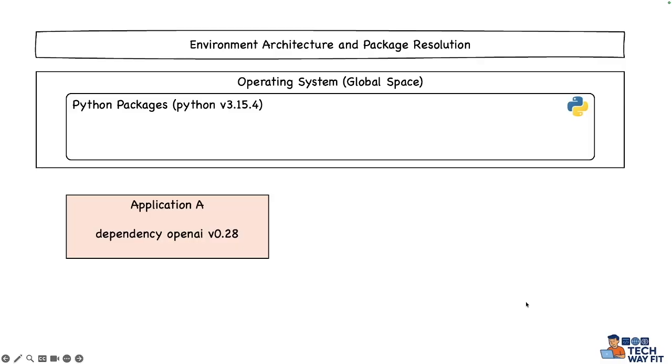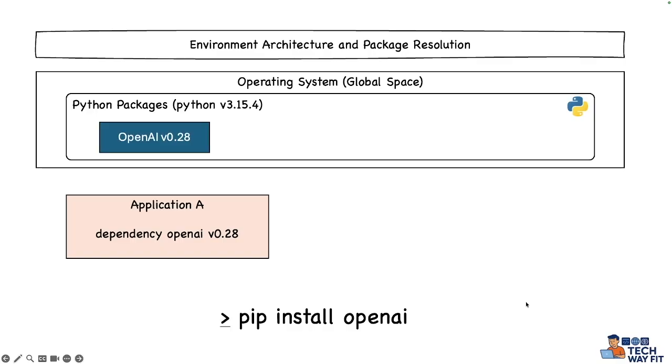Now whenever you want to develop an application, and that application, let's say, has a dependency on certain packages, for example OpenAI version 2.8, we run the command pip install openai. You need to remember the command, and why we should not use it in the global space. When we do pip install openai, it installs the OpenAI package in the global Python packages. We run the application, it works fine, and we are able to see the responses.